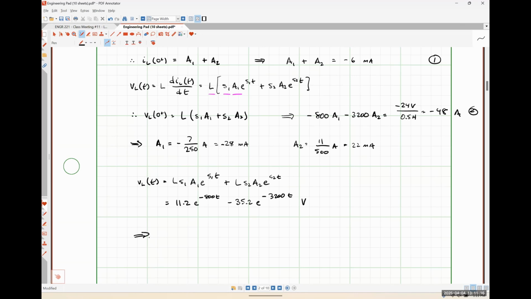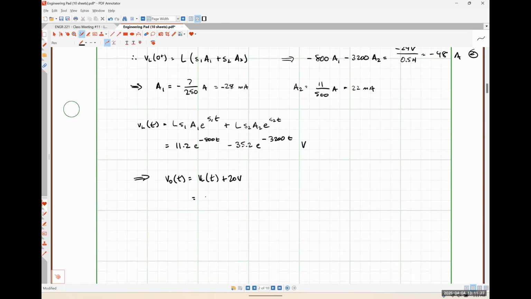From here, the voltage that I was interested in is just going to be 20 plus 11.2 e to the minus 800 t minus 35.2 e to the minus 3200 t volts. So, do we want to throw this into LTspice and make sure we're correct, or are we good to go?